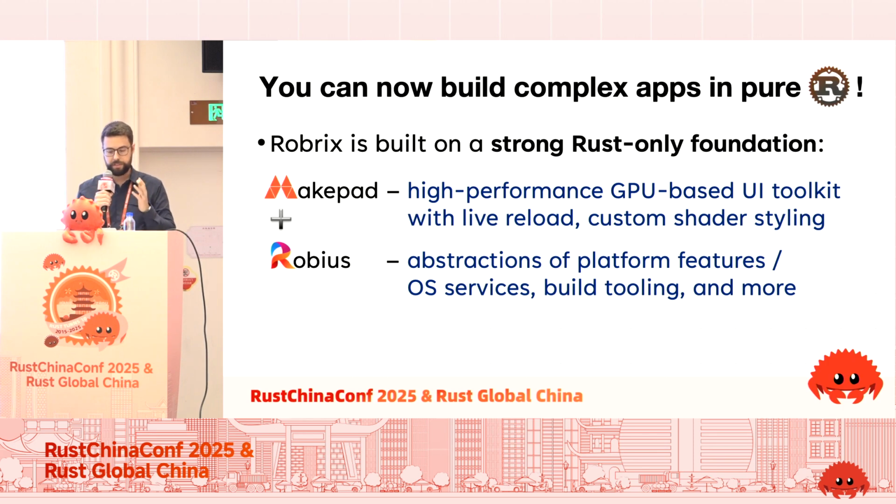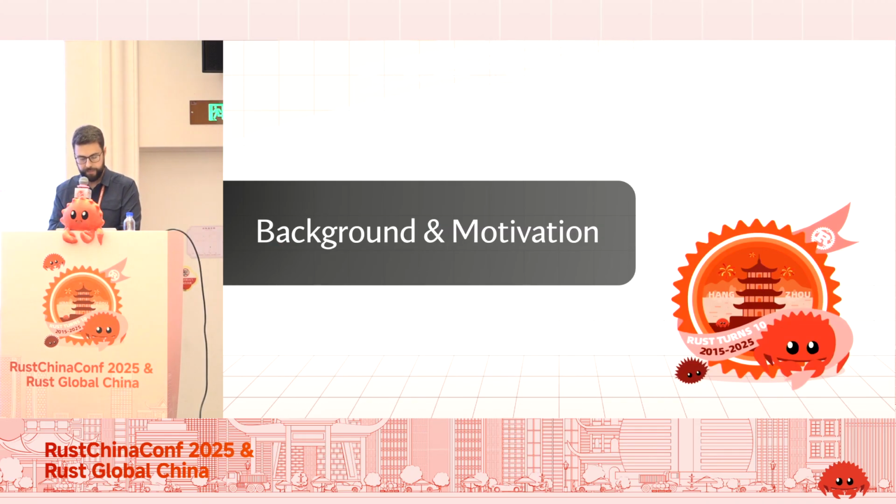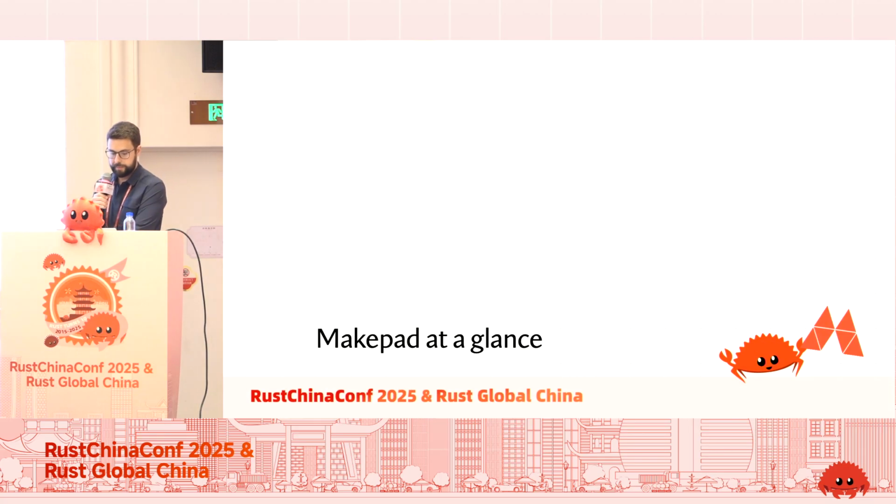It's a high-performance GPU-based UI toolkit that offers hot reload and really easy, really customizable styling of the UI based on shaders. And then Project Robius is kind of a set of abstractions of platform features, OS services, and also build tooling and a whole bunch of other things that are needed to round out the application development experience beyond just drawing a UI. So let me talk about the background and the motivation for this project a little bit.